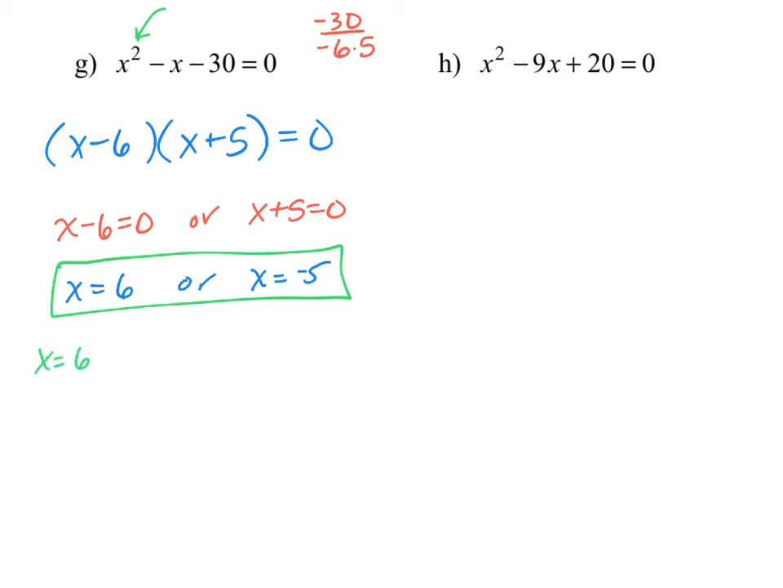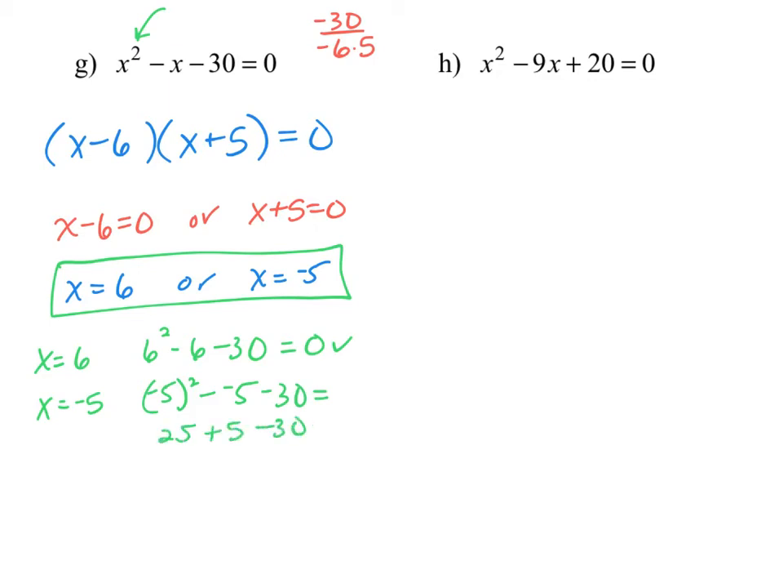So if we check x equals 6 by plugging it into the original equation for x, that's going to give us 6 squared minus 6 minus 30, and that's 36 minus 6, which is 30, minus 30 equals 0. We also want to check x is equal to negative 5 by plugging that back into the original equation. Negative 5 squared minus a negative 5 minus 30. Okay, and negative 5 squared, that's going to be 25. Minus a negative 5 is plus 5. And 25 plus 5 is 30. 30 minus 30 is equal to 0.